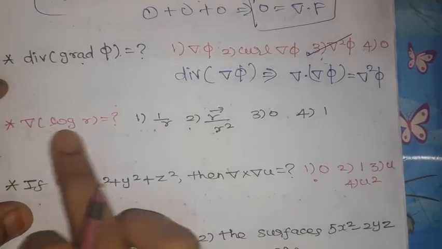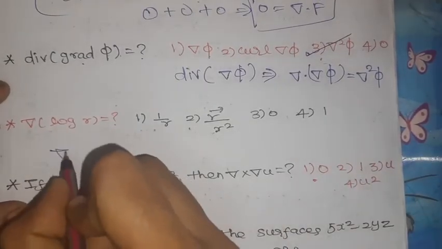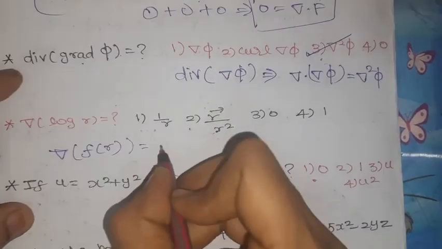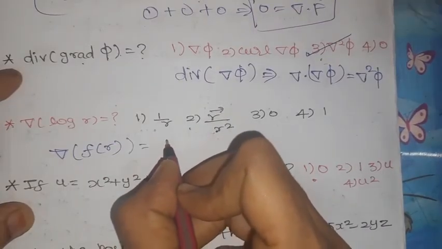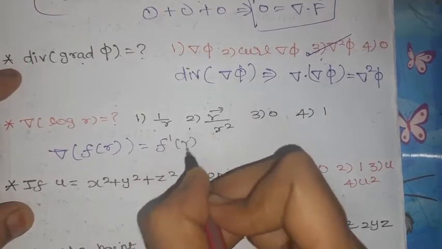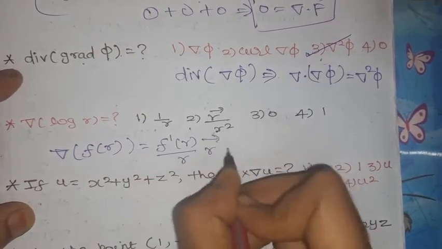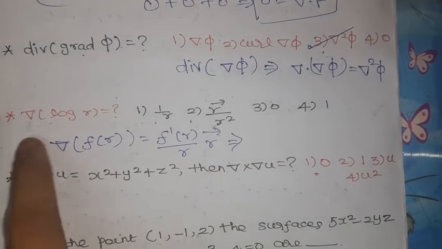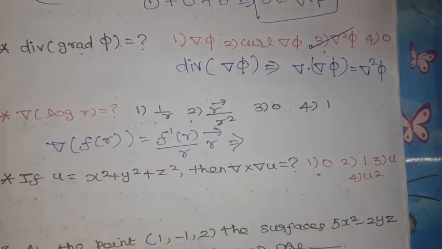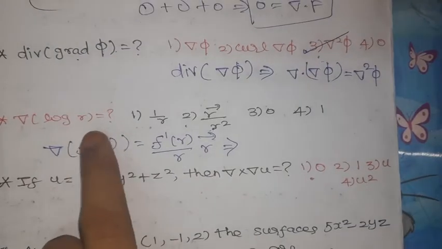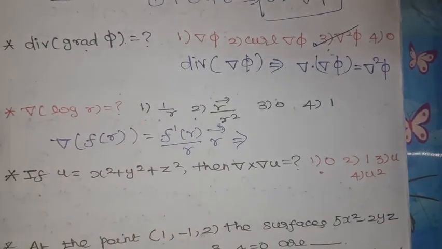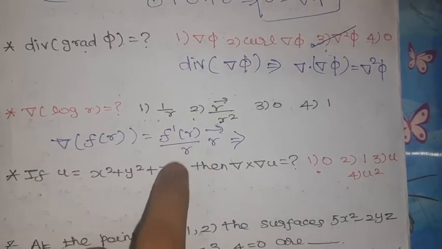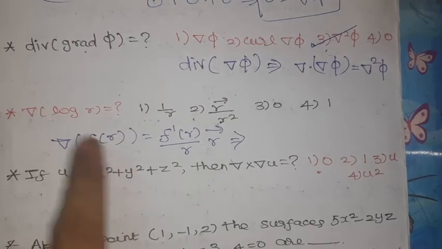Then del of log r. We have one formula already proven: del of f of r. This is a standard formula. Del of f of r is nothing but f dash of r divided by r, into r vector. Or you can find it using i into dou by dou x, j into dou by dou y, then substitute and find out. In simple terms, del of f of r is f dash of r divided by r into r vector.